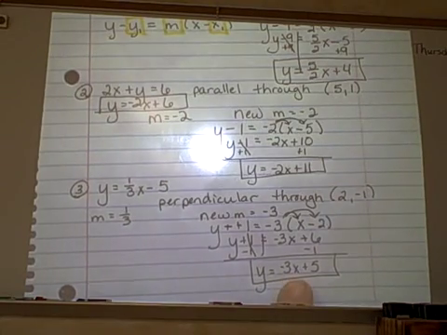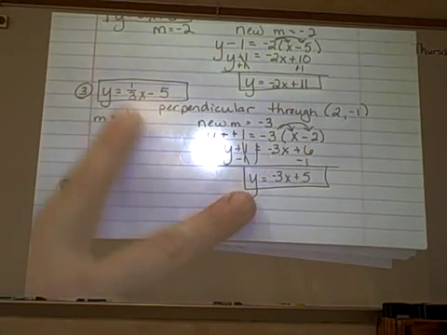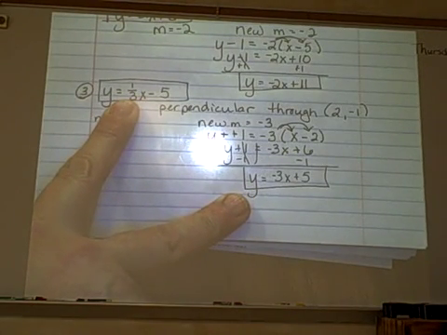Which means this equation and this original equation right here would be perpendicular to each other on the graph. And I'm going to show you that on your calculator here in just a sec.